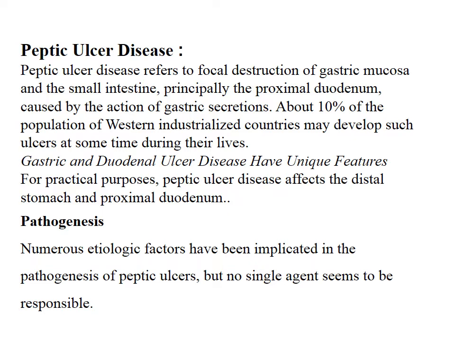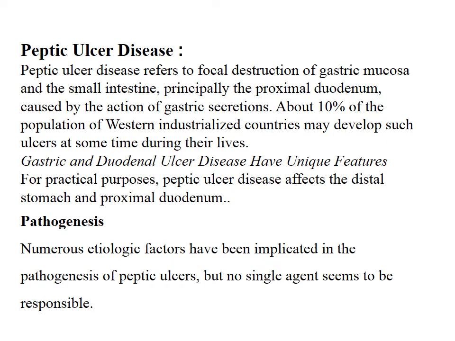So peptic ulcer is ulceration in the gastric mucosa and in the beginning of the intestine, which is the duodenum. So duodenal ulcer or gastric ulcer. This is caused by the action of gastric secretion. 10% of the population of Western industrialized countries may develop such an ulcer sometime during their lives. These gastric or duodenal ulcers have unique features. For practical purposes, peptic ulcer disease affects the distal stomach and the proximal duodenum.